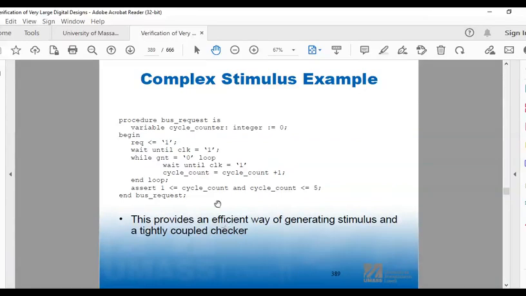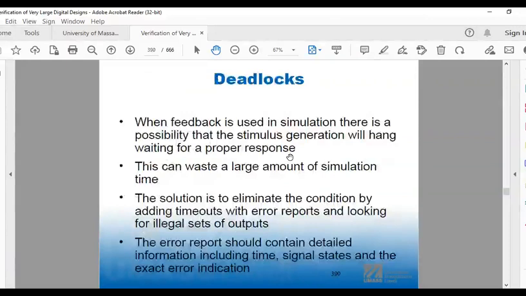Complex stimulus is popular, right? So what happens if you have something that looks for an input to know what to do, and you have that in both directions? You have a complex checker that's looking for something on the stimulus generator, and it's effectively waiting for that. And then the stimulus generator is waiting for something to happen on the response. You could hang and you get a deadlock, right?